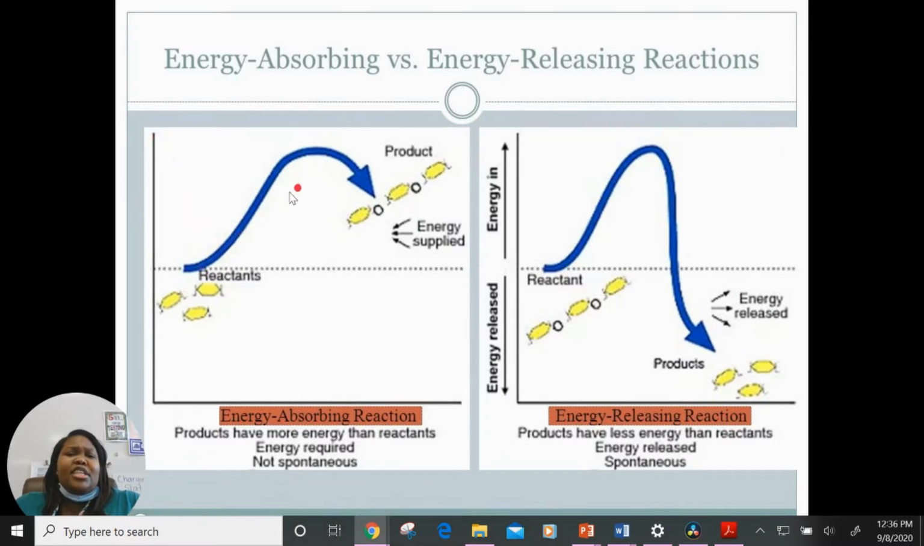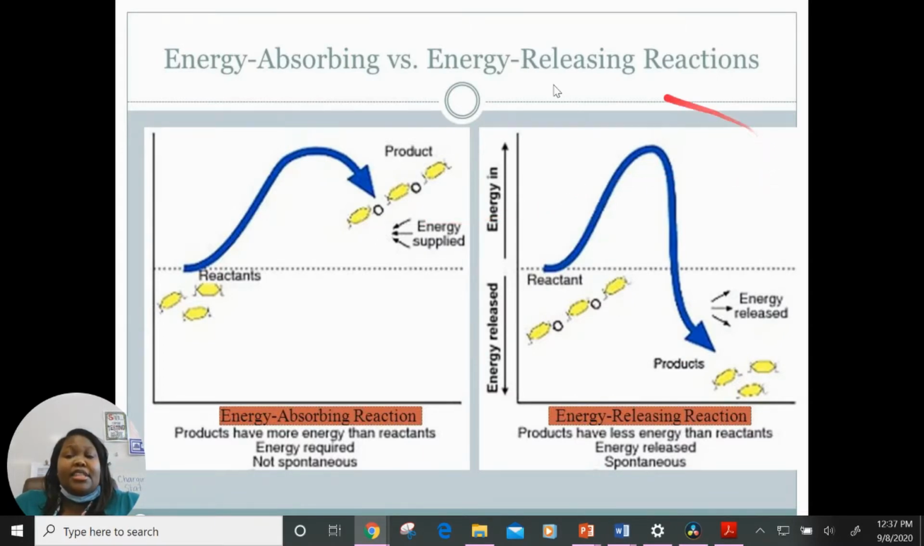Okay, so let's just look at this first graph. We have our reaction, and we start with the reactant. The reaction goes on, and we end with a product up here. I see that the energy in my reactants is lower than the energy in my products. The energy in my products is higher. That means that as this reaction happened, it took in energy. It's called an endothermic reaction.